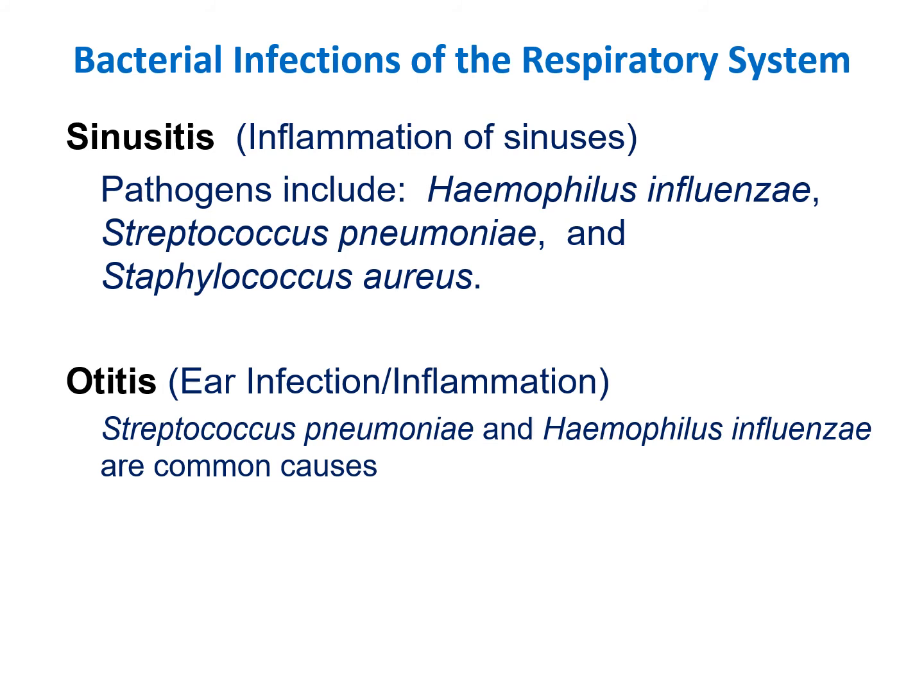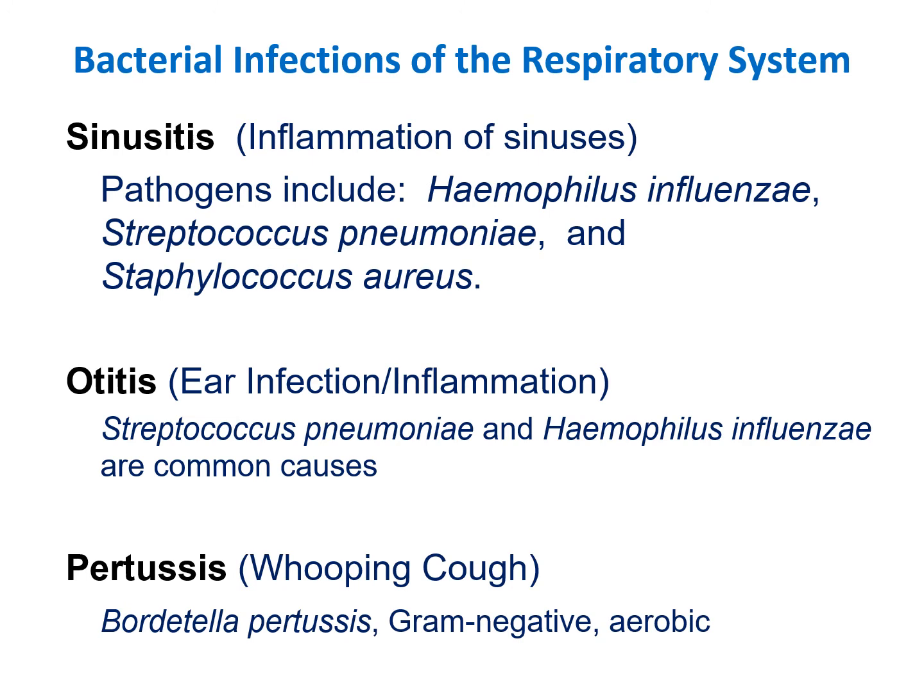We have otitis. Oto refers to the ear. So this is an infection of the inner ear, which can be rather serious. It's not too uncommon for infections of the inner ear to spread and become systemic infections in some cases, or to damage the inner ear and cause permanent damage. We have pertussis, which is whooping cough.